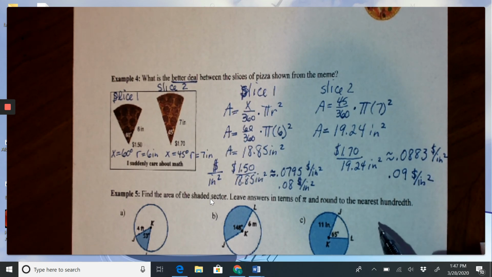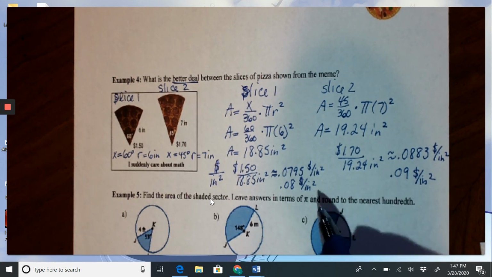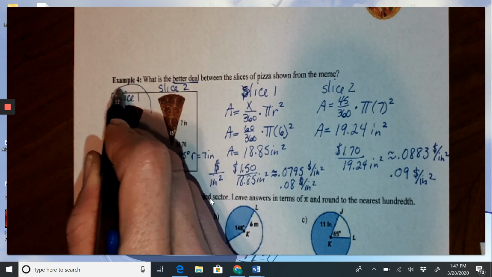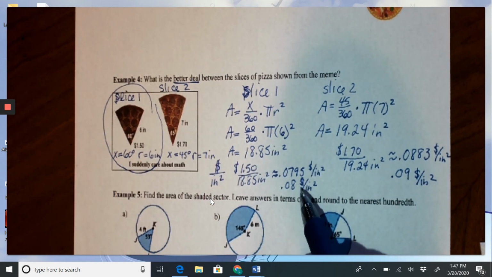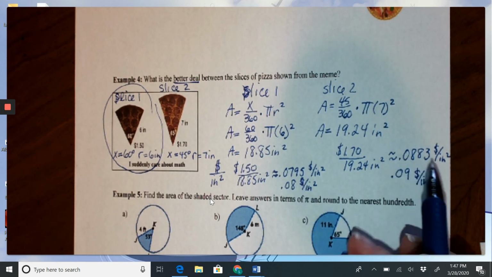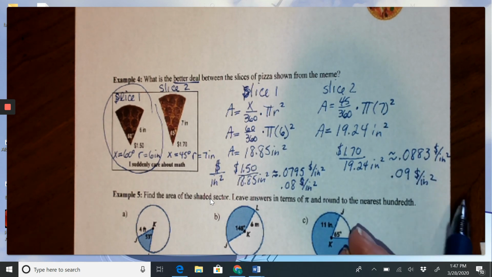So which one is the better deal? Well, we're looking for a deal. We want to pay less per square inch. That makes slice number 1 our better deal here, because we're only paying 8 cents per square inch versus 9 cents per square inch for slice 2.